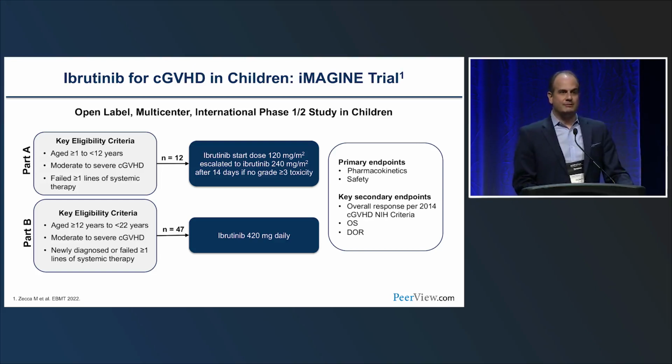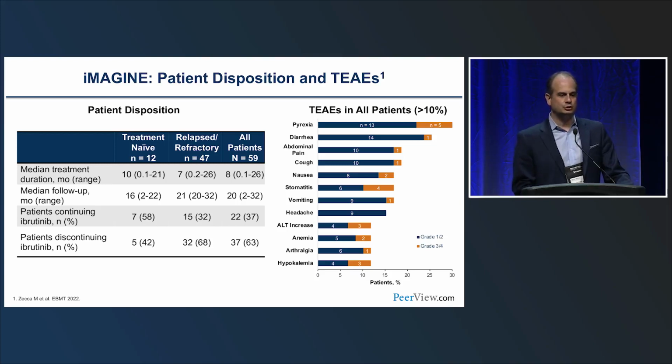Now, ibrutinib has now formally been tested in a pediatric-only chronic GVHD trial called the IMAGINE trial. This was presented at EBMT just a few weeks ago. It was a combination trial for kids with either steroid refractory or, in fact, new onset disease. The patients are shown here, and in fact, on the right-hand side, you see that the adverse event profile in kids is very similar to what we see in the adult population.